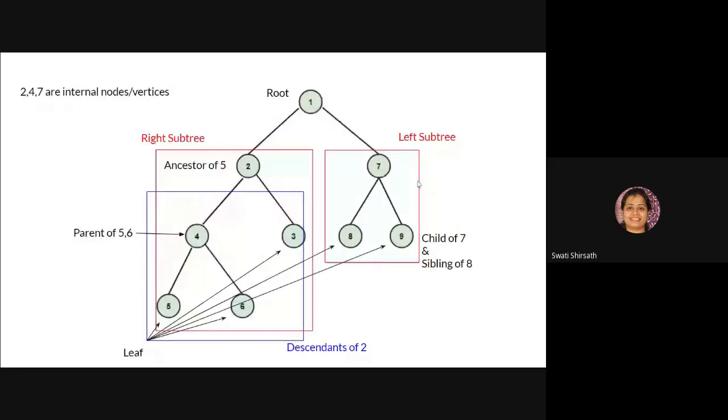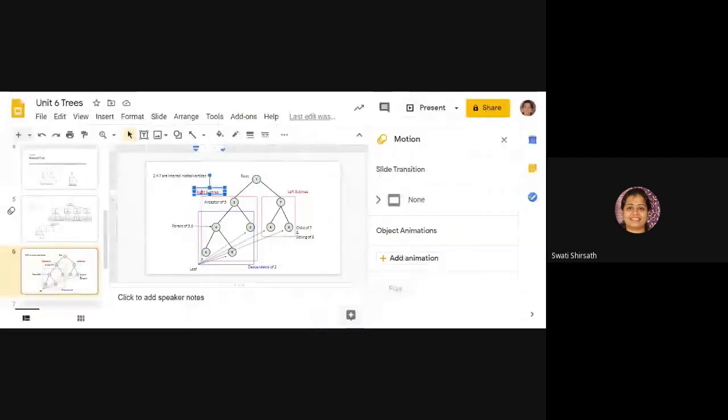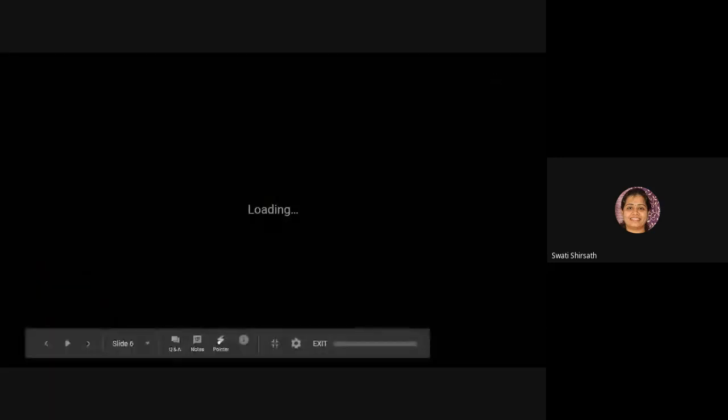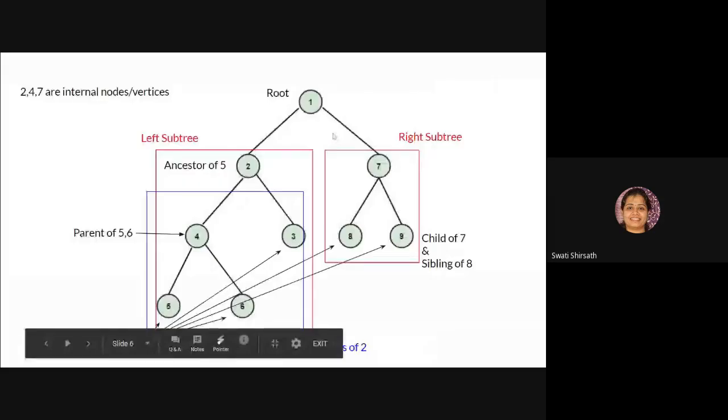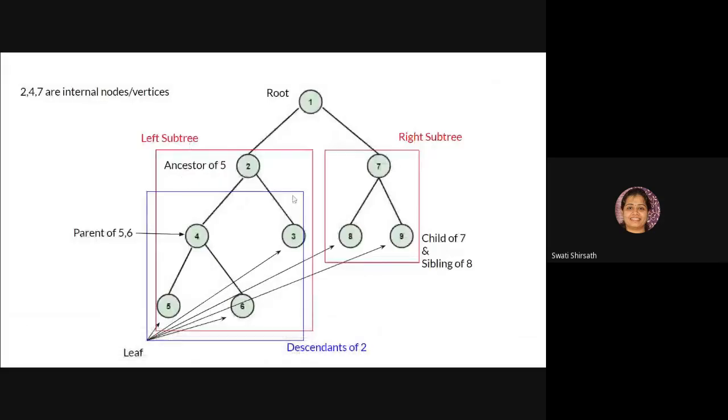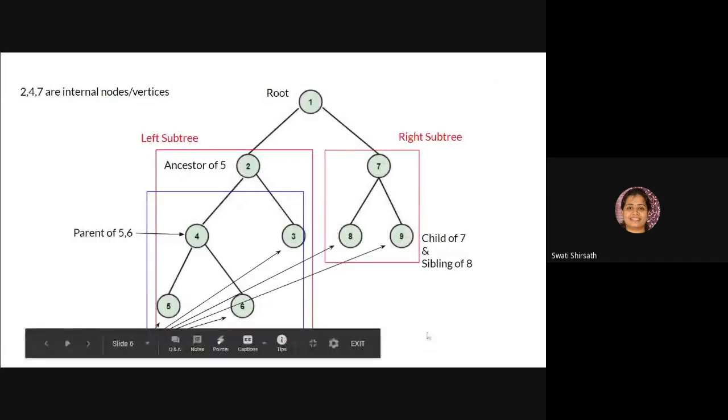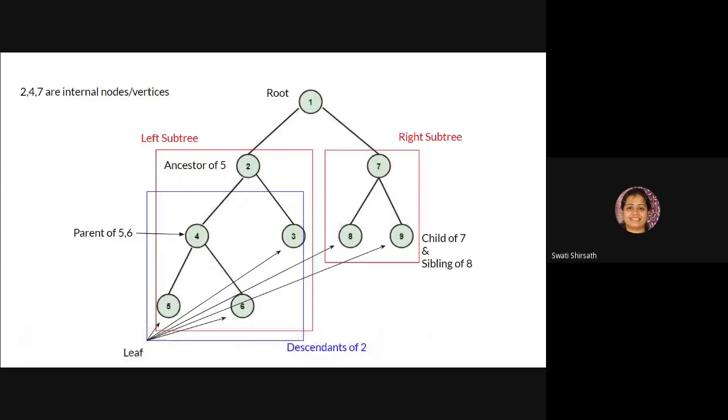Just give me a moment. I'll just change this one. So the one on the left hand side is the left subtree. The entire thing. Can you see that red box on the left side? The entire thing is the left subtree, and on the right side there is a tree which is called the right subtree.